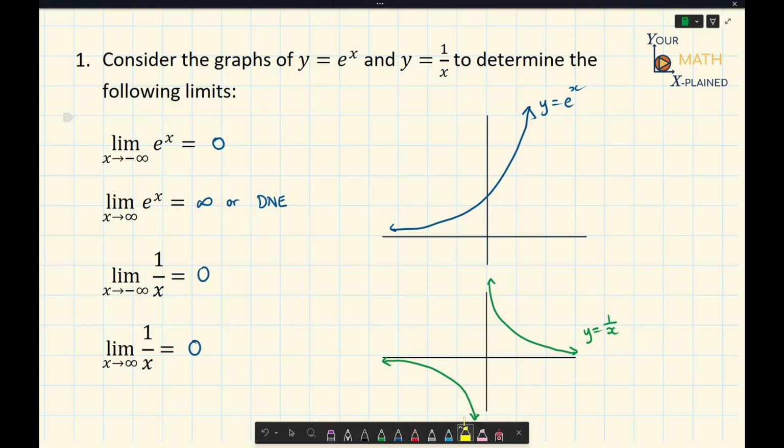So the idea here is if we're looking for the limit as x approaches negative infinity, we're looking at the behavior of the graph on the left side and what happens if we keep going towards the left. And if we're looking for the limit as x approaches positive infinity, we're looking on the right side of the graph and what happens if we keep going towards the right.